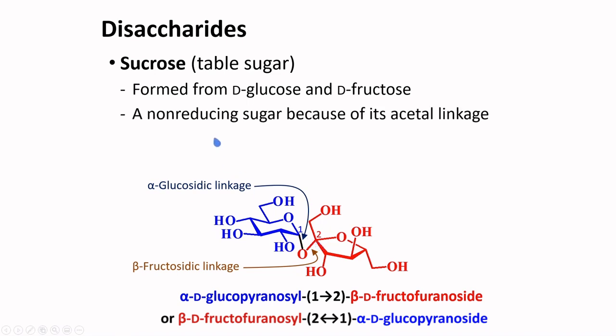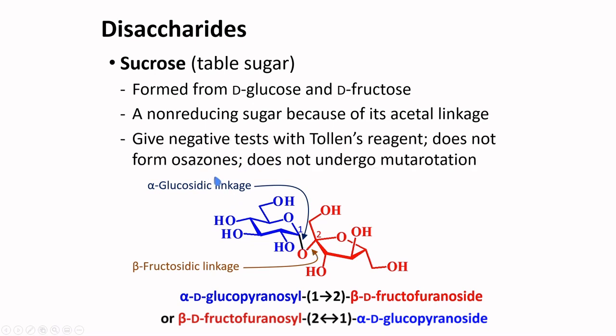Sucrose is a non-reducing sugar because of its acetal linkage. Hence, it gives negative tests with Tollens reagent, it does not form osazones, and does not undergo mutarotation.